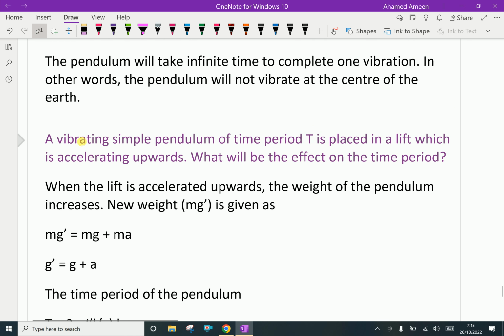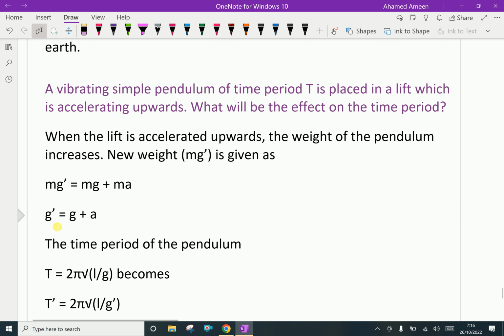Now, next question. A vibrating simple pendulum of time period T is placed in a lift which is accelerating upwards. What will be the effect on the time period? Suppose you are keeping the simple pendulum in a lift and the lift is moving upward with acceleration. When the lift accelerates upward, the weight of the pendulum increases. The new weight is m g dash, given as m g dash equals mg plus ma, where a is the acceleration of the lift, m is the mass, and g is gravity. Therefore, m cancels everywhere and g dash equals g plus a.